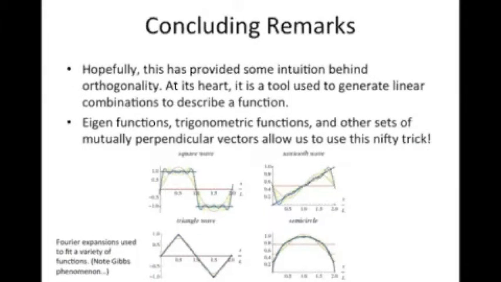At its heart, it's a tool to generate linear combinations to describe a function. Eigenfunctions, trigonometric functions, and other sets of mutually perpendicular vectors allow us to use this nifty trick. And so below, I've shown you a few examples of a Fourier series approximating a square wave, sawtooth wave, triangle wave, and a semicircle. And the reason it's an approximation is, well, for two reasons. The first is that it's a finite Fourier series, and in our case, we need an infinite series to get exactly the function.